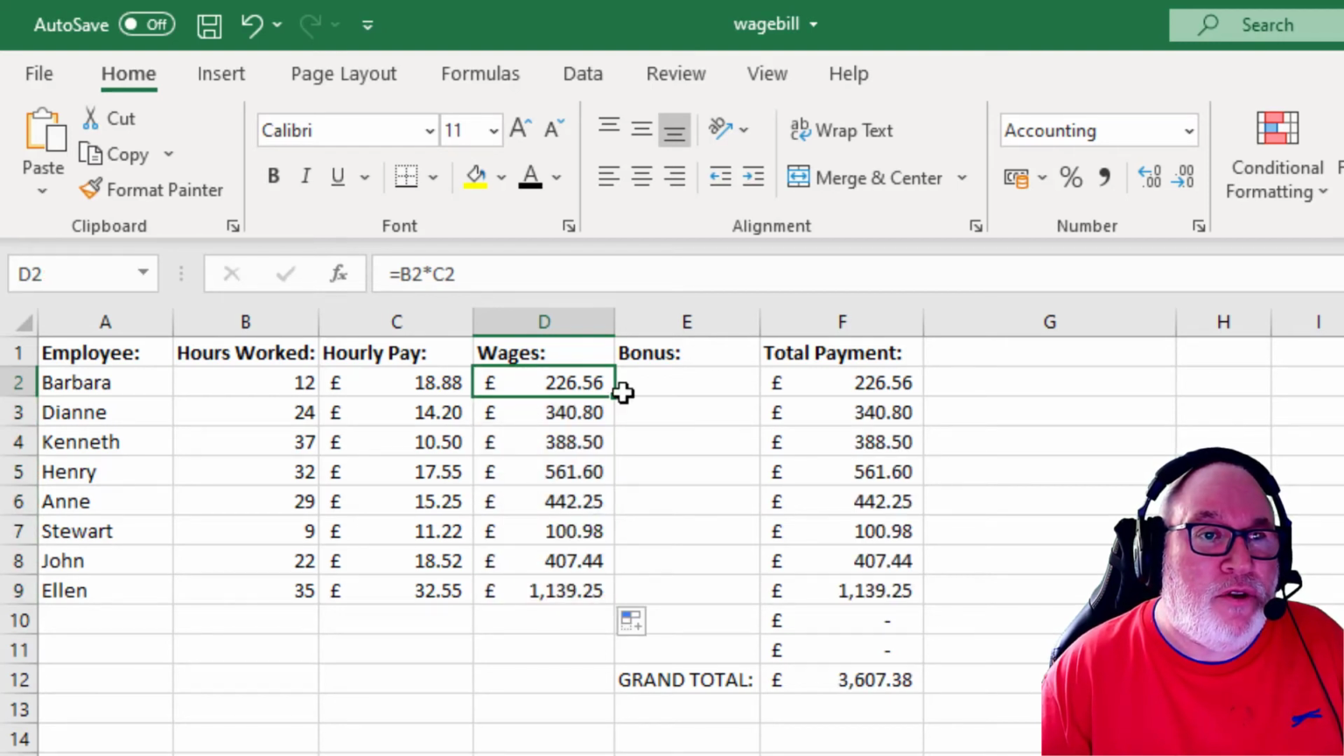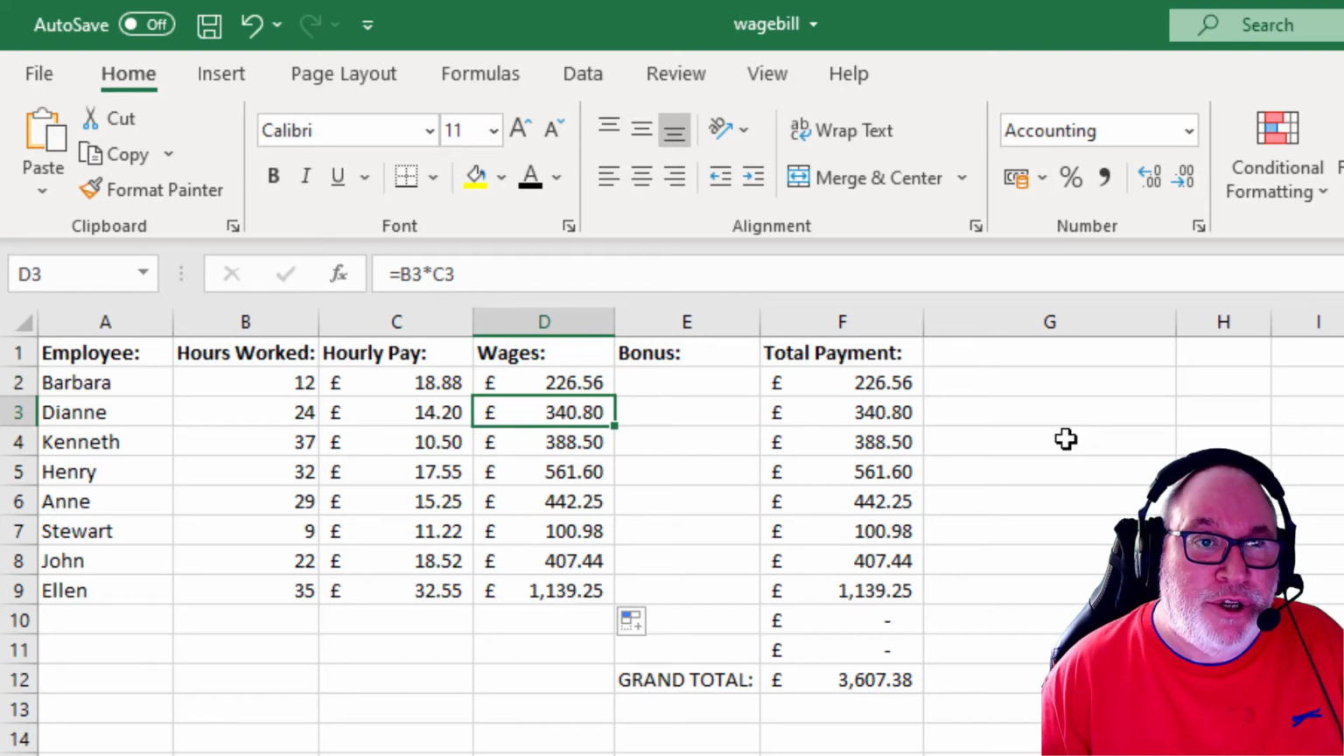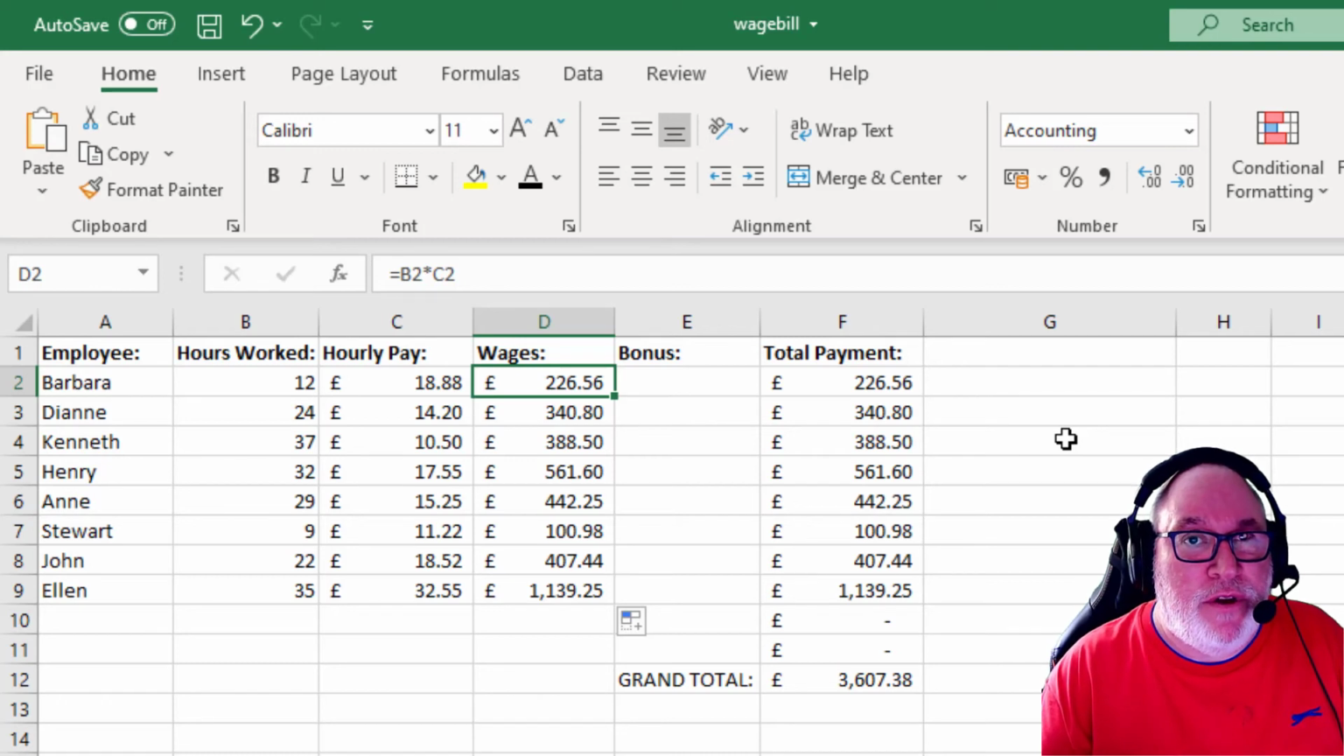So like I said, the top cell there is B2 multiplied by C2. As we move down a row, the row changes from 2 to 3. B3 multiplied by C3. Row 4, 5, 6, 7. And that will work for anywhere at all within Excel. It's relative to you having moved. It's relative referencing.